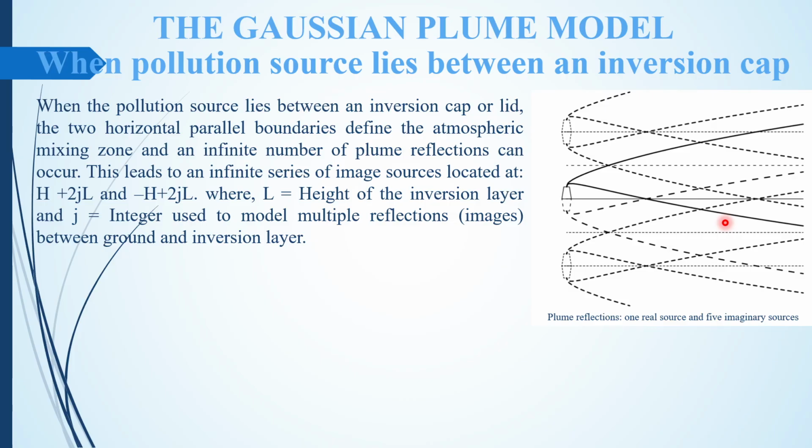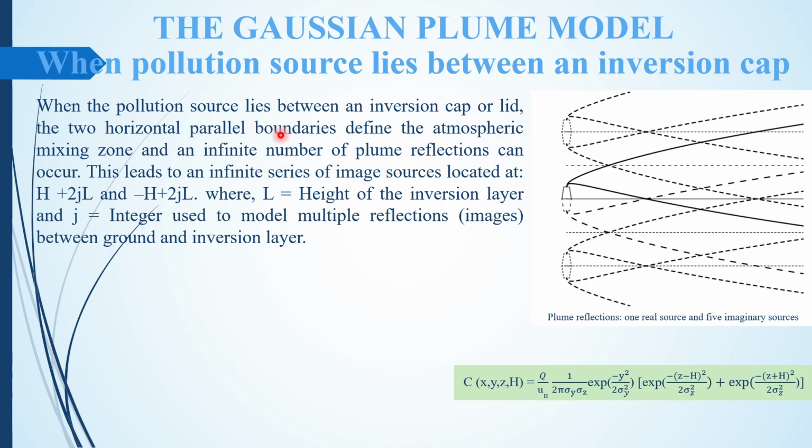In the mixing zone, an indefinite number of plume reflections can occur, and this would lead to an indefinite series of image sources located at h plus 2jl and minus h plus 2jl, where l is the height of the inversion layer and j is an integer to model multiple reflection or images between the ground and the inversion layer. In this picture, one real source and five imaginary sources are shown.